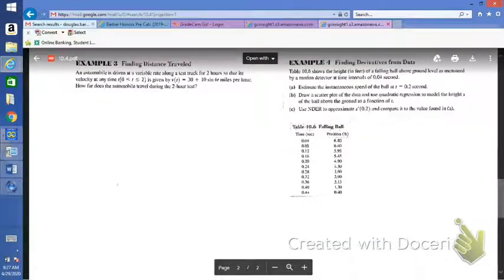Okay, in example 4, finding derivatives from data. So table 10.6 shows the height in feet of a falling ball above ground level as measured by a motion detector at time intervals of 0.04 seconds. Part A, estimate the instantaneous speed of the ball at t equals 0.2 seconds. So the first thing we want to do is get our calculator out.